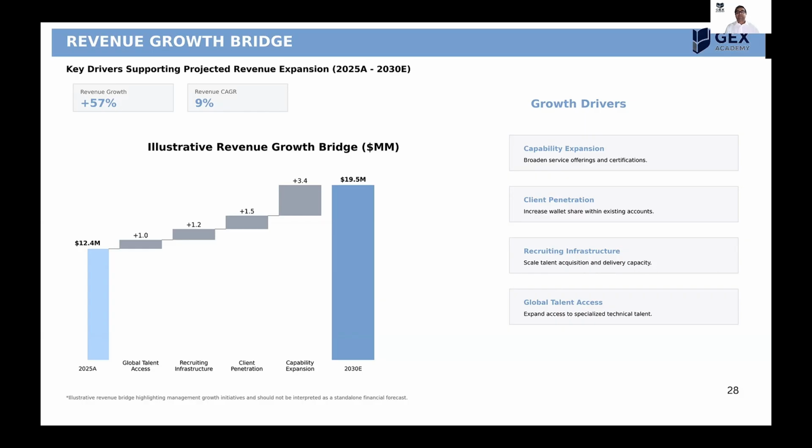So for example, if management believes client penetration is a major growth driver, what evidence would you request to prove that opportunity exists, right? If recruiting infrastructure is a primary bottleneck, what recruiting metrics would you want to see? Those are the kind of questions you want to be asking as you go through the thesis, right?